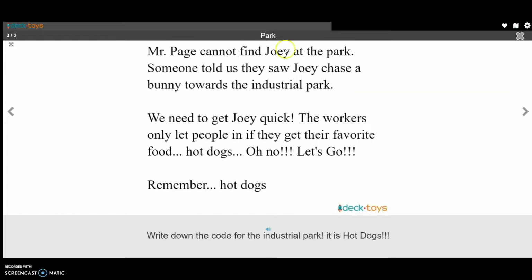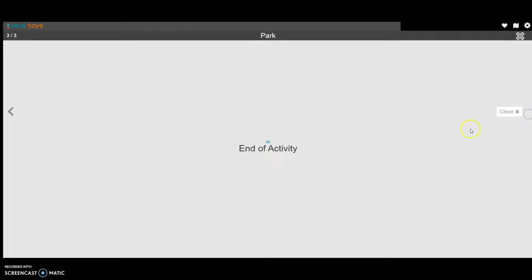Here's my next message. I can't find Joey at the park, but someone told us that they saw Joey chasing a bunny towards the industrial park. Oh no! We need to get Joey quick. The workers only let people in if they get their favorite food in return. Hot dogs! Oh no, let's go! Remember, it's hot dogs, and I have it for them to write it down. It's hot dogs. So we wrote it down.